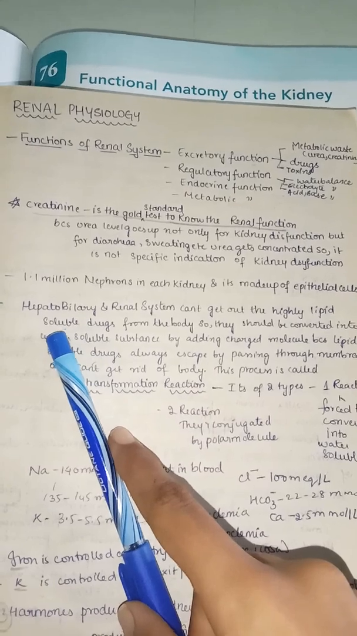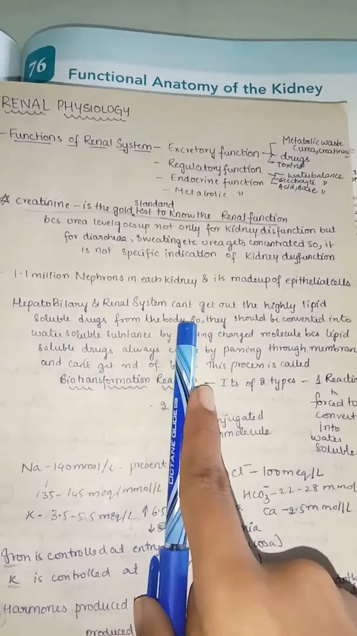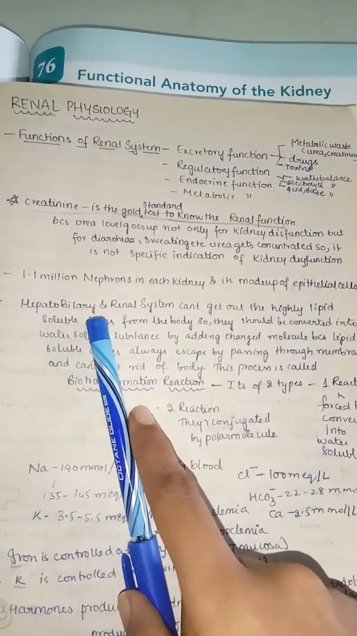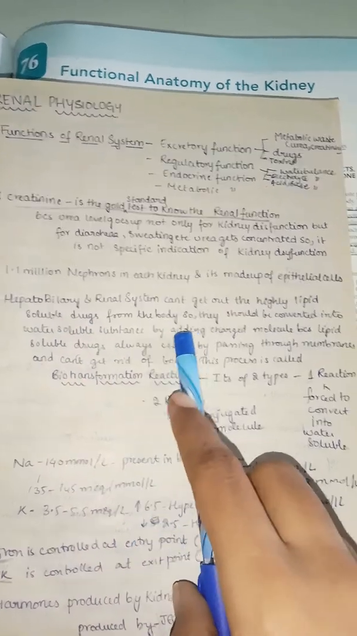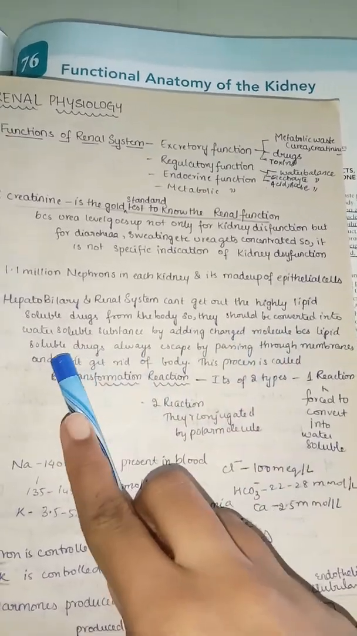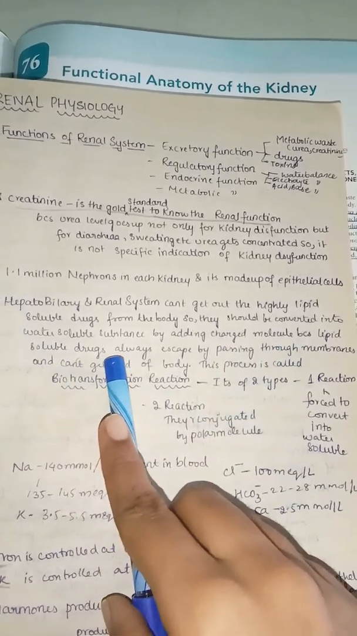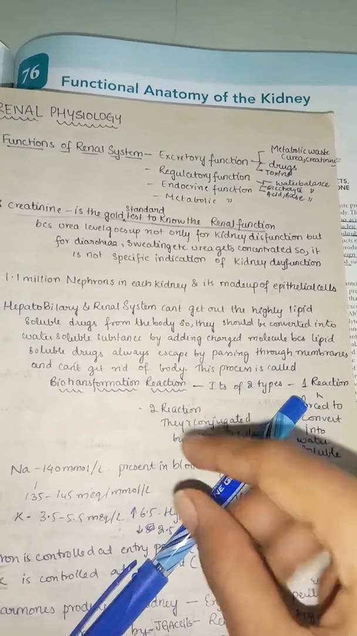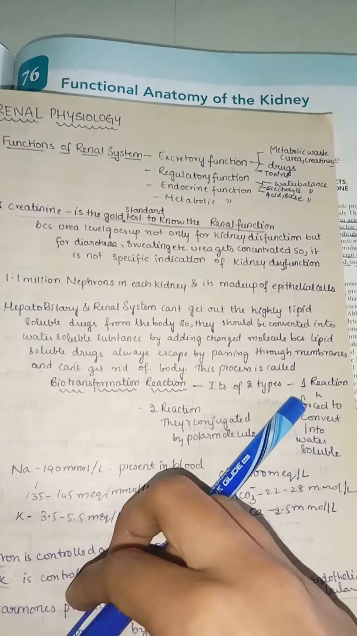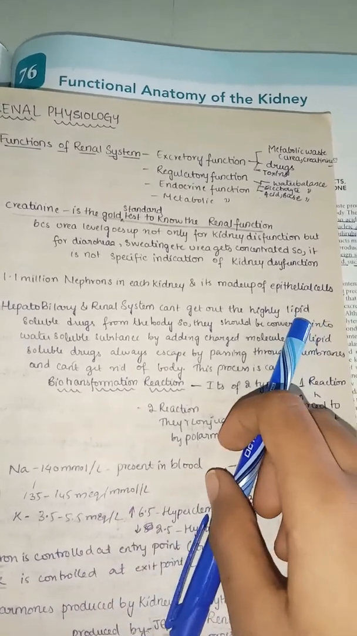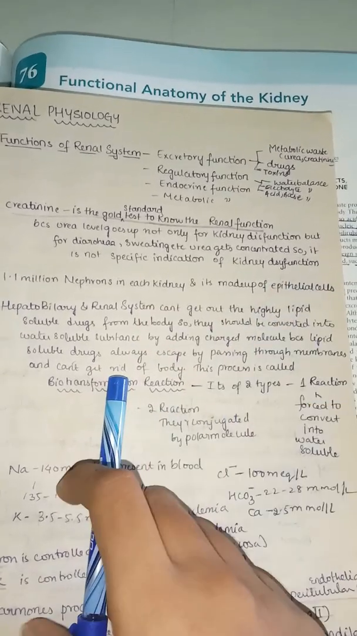and the hepatobiliary and renal systems can get rid of highly lipid soluble drugs from the body. Hepatobiliary means by means of our liver, and also the renal system can get rid of highly lipid soluble drugs from the body. They should be converted into water soluble substances by adding a charged molecule, because lipid soluble drugs always escape by passing through the membranes, because our cell membrane is highly permeable to lipid soluble substances. So if they remain lipid soluble, it is very dangerous because they will always be escaping but never get filtered out from the body.